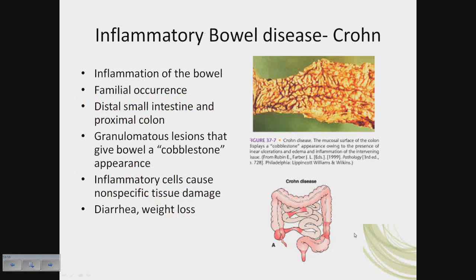Lastly, I'm going to finish on Crohn's disease. This is inflammatory bowel disease. This does have a familial occurrence. That means that if your mom or dad had it, then there's a greater chance that you'll have it. We haven't identified a true genetic component, but there is a familial occurrence.